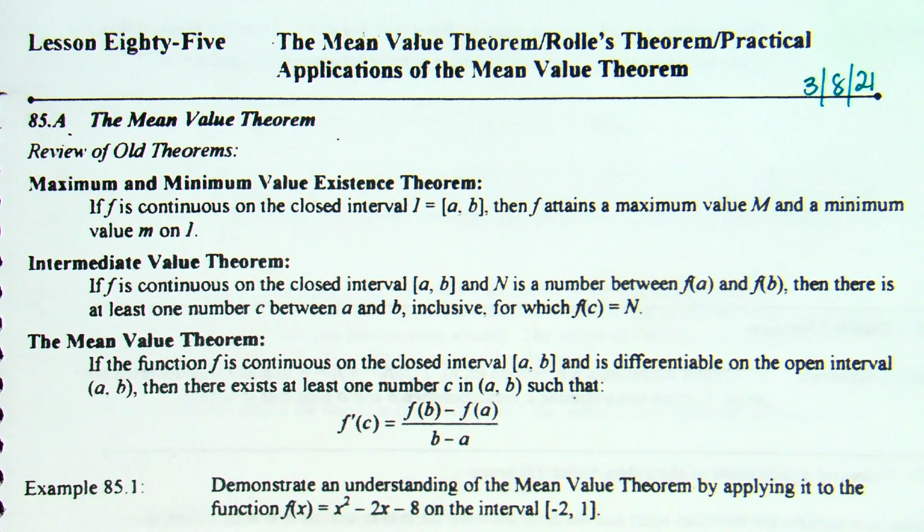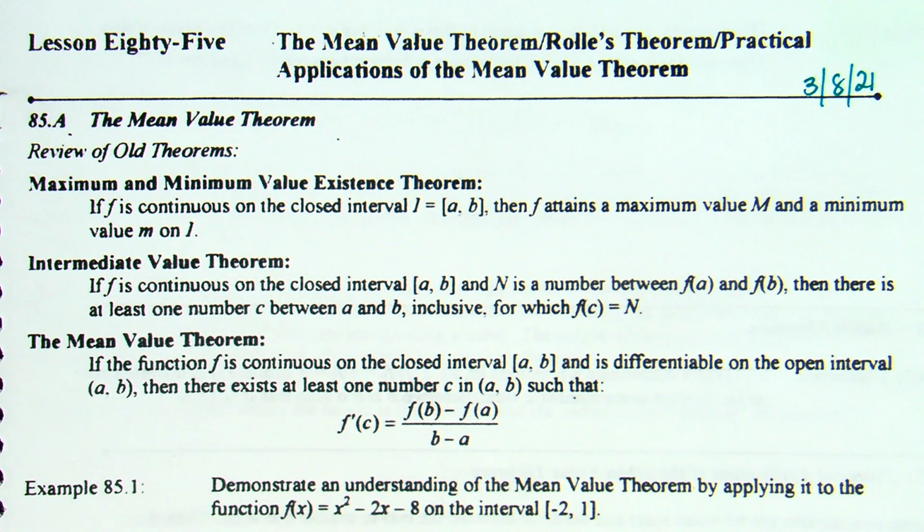Maximum and minimum value existence theorem. So an existence theorem just says that something exists. If f is continuous on a specific closed interval, closed meaning the endpoints are included, then f attains a maximum value, M, and a minimum value, lowercase m, on the interval. This means if you have a continuous section of graph, from point A to point B, somewhere on that section there is a minimum and a maximum. They exist. We don't know what they are or anything, but they exist.